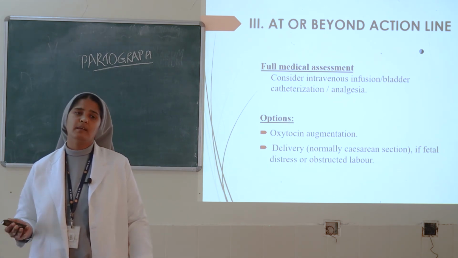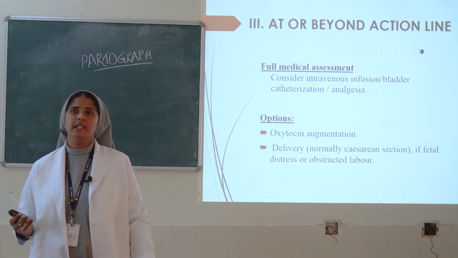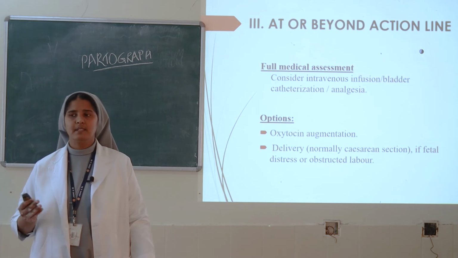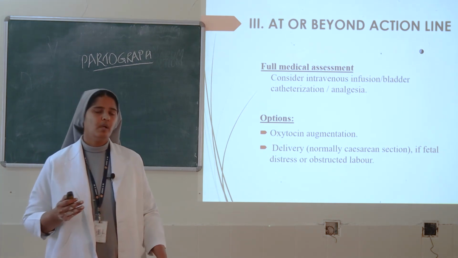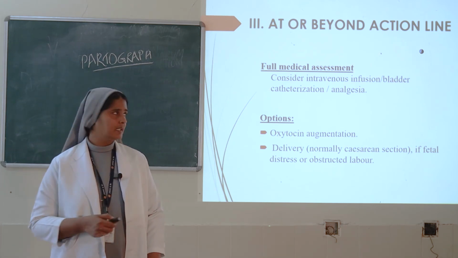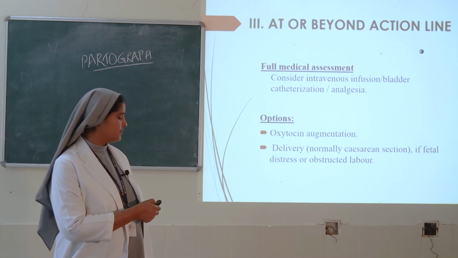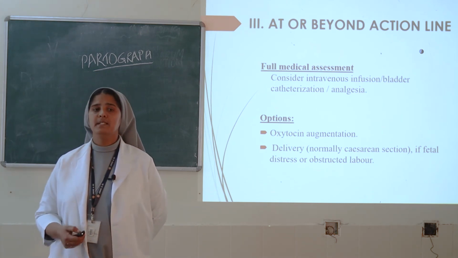If the graph comes to the right of the alert line, or beyond the alert line and action line, there is a severe delay in the labor. There is severe delay in the cervical dilatation. So, we will be planning the mother for the cesarean section. Intravenous infusion should be started and the bladder should be catheterized, and we can plan for the analgesia.